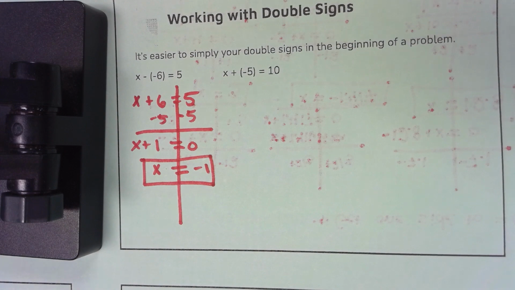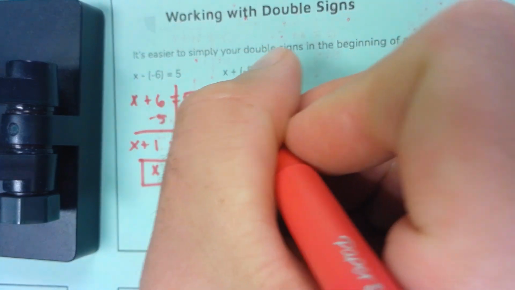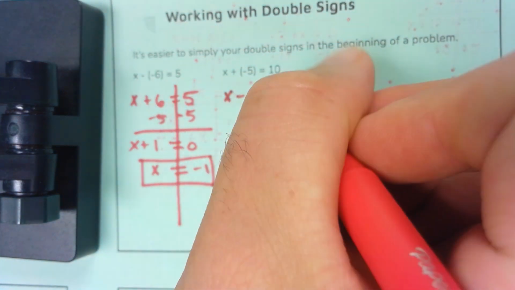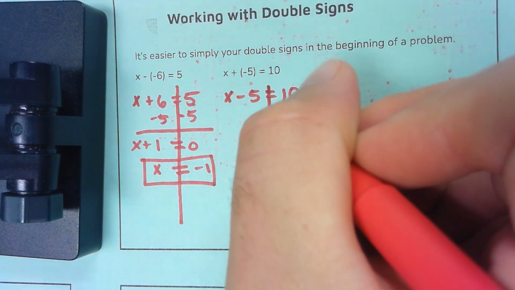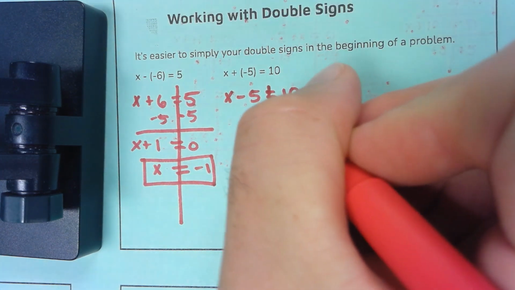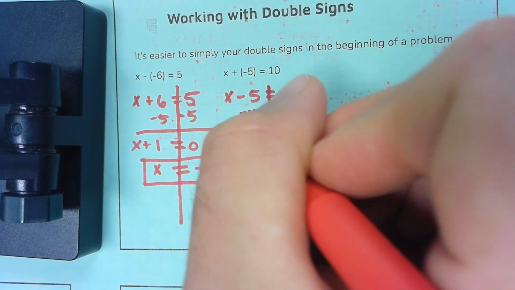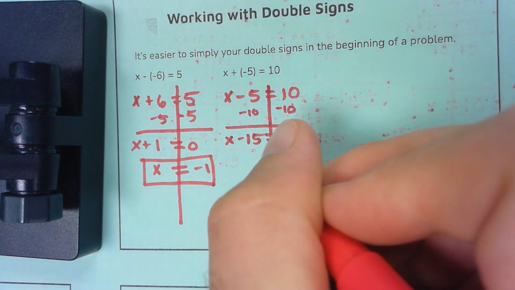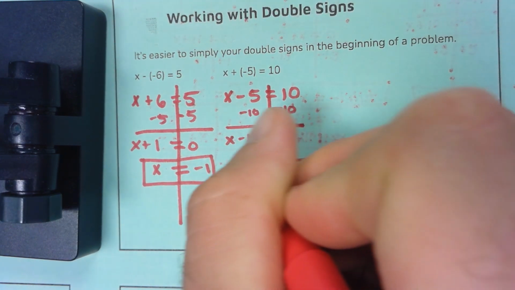x plus a negative 5. We have one negative there, so that actually is still subtraction. So that's still x minus 5 equals 10. And thus, we need to minus 10 to get one side to be 0. So I get x minus 15 equals 0, which means x needs to be 15.